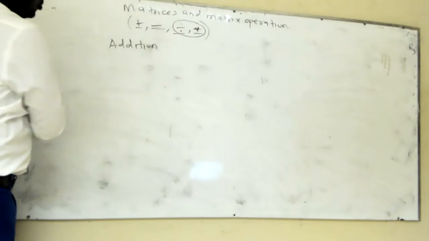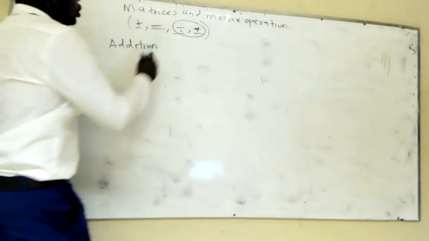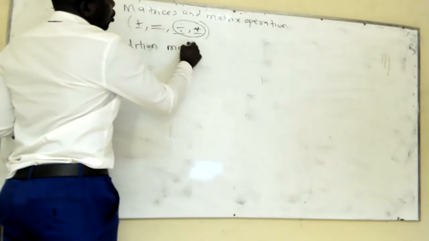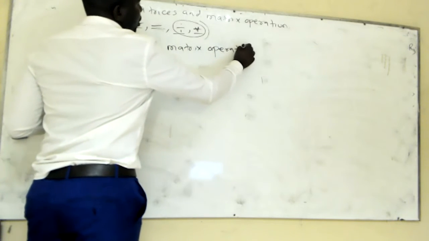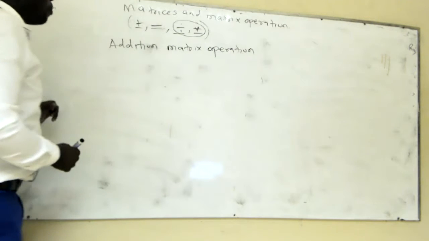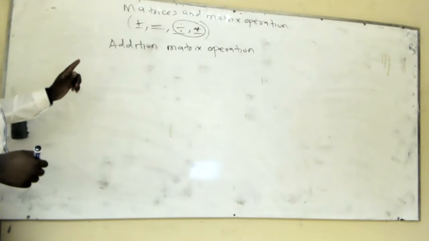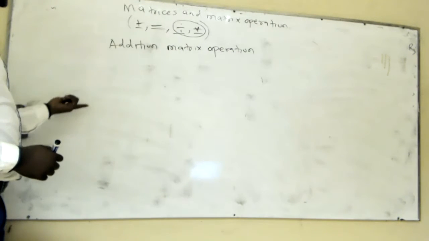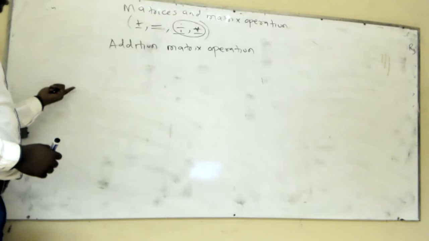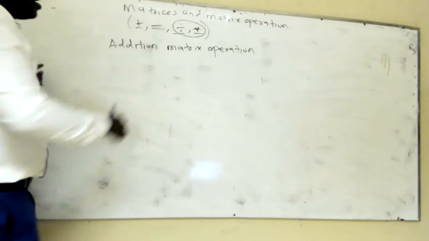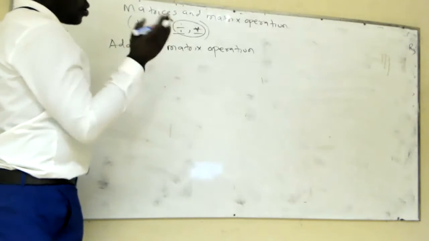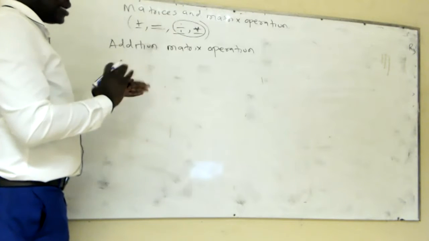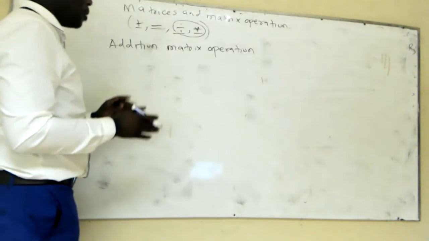So now let me start by explaining the addition matrix operation. I'll explain by using a 2 by 2 because it's the same when we have a matrix of a different size. But when we go to division, I'm going to explain for 2 by 2 and also for 3 by 3 because they don't use the same approach.